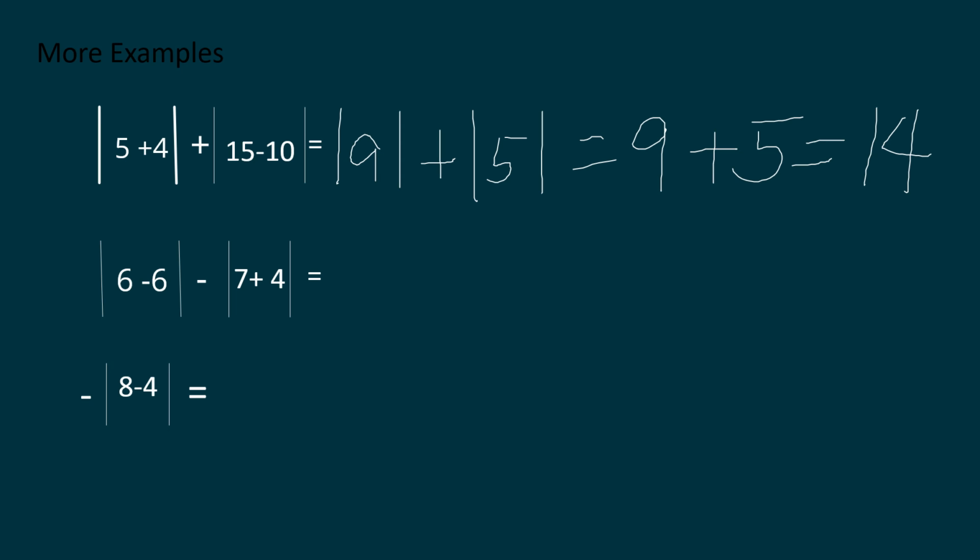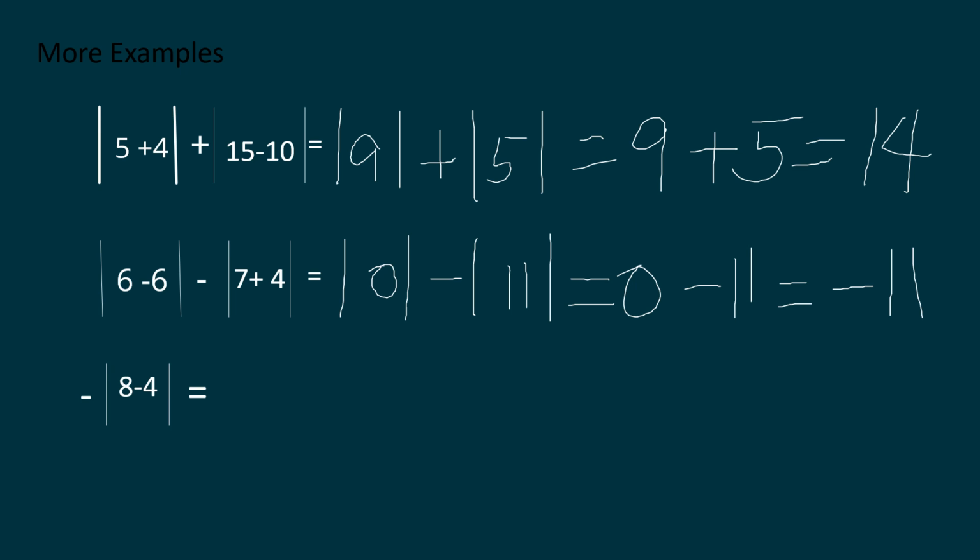So dito naman, so ayan, kopyahin nyo muna yung sign ng absolute value, perform nyo lang kung ano yung nasa loob. 6 minus 6, that is 0. Minus, yung nasa loob naman dito, 7 plus 4, that is 11. Is equal to, what is the absolute value of 0? 0. Minus, what is the absolute value of 11? 11. So the answer is minus or negative 11.